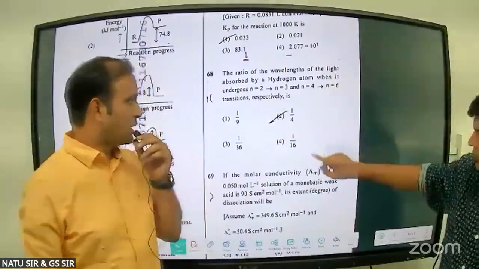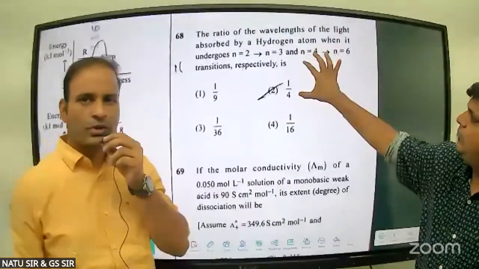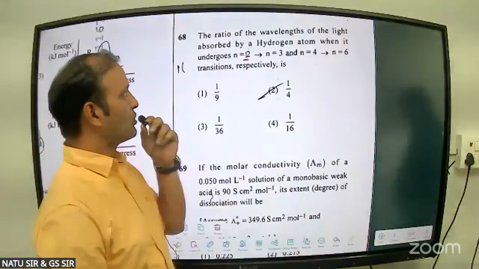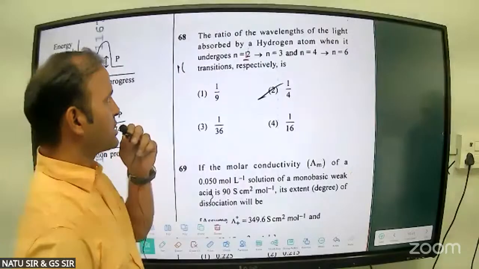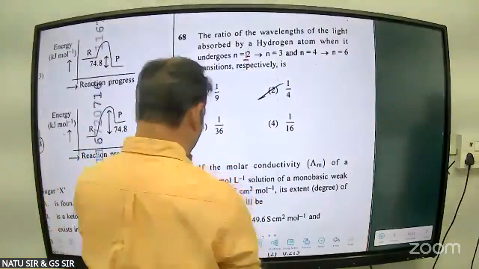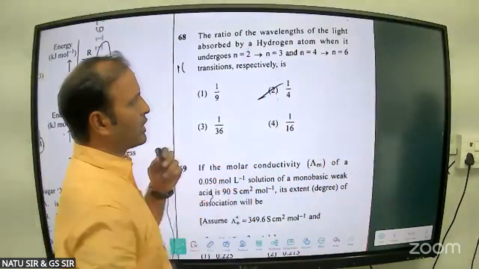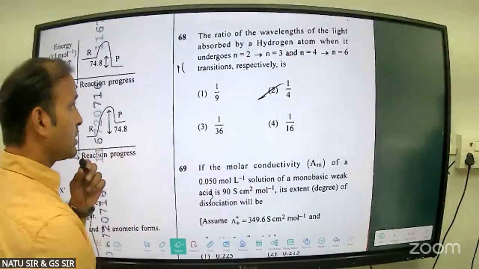Hello everyone. देखिए क्वेश्चन स्टार्ट नंबर का I think 67 तक हो चुका है. Then let me start with the 68. Question number 68, the ratio of wavelength of light absorbed by the hydrogen atom undergoing n is equal to 2 to n is equal to 3 and n is equal to 4 to n is equal to 6 transition respectively is.